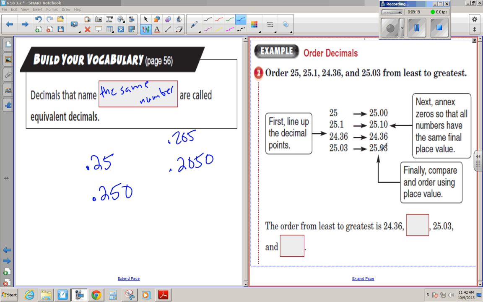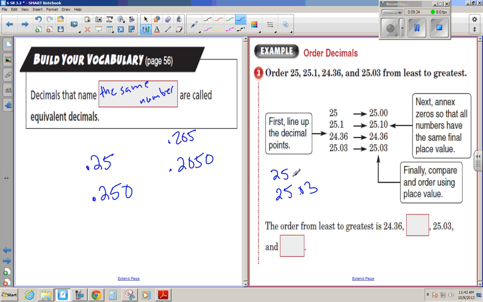Now when we compare these, 25.0, 25.1, 24.3, 25.0, those are smaller. But let's take a look at 25.03 and 25.00. So 25 is 25.00. You can see that the 2 is the same, the 5 is the same, and the 0 is the same. So now you have to look at the last decimal. Since 25.03 is greater, the 3 is bigger than the 0, so that means right here should be 25 by itself. And the last one is 25.1.